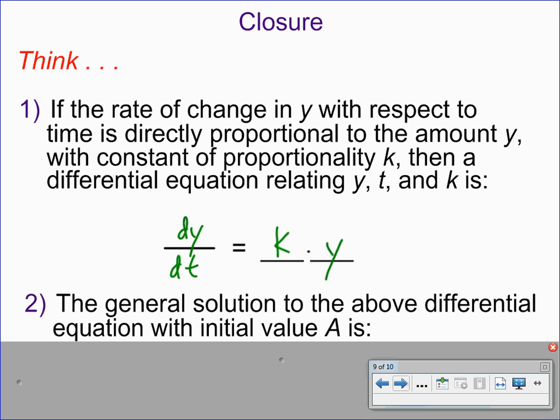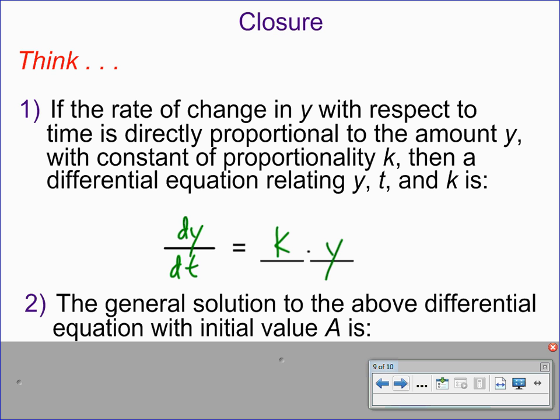And so Marissa said the rate of change in a bacteria population is directly proportional to the number of bacteria. Well, that makes sense. The more bacteria there are in the petri dish, the more they can multiply, and the more quickly the overall population grows.